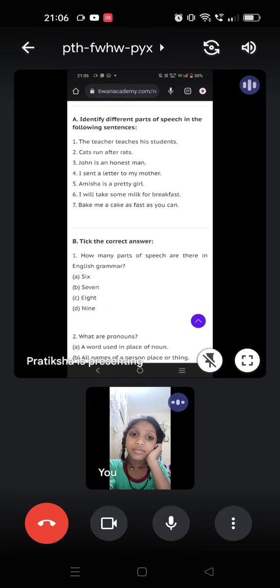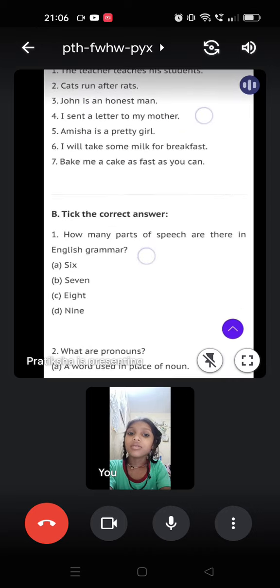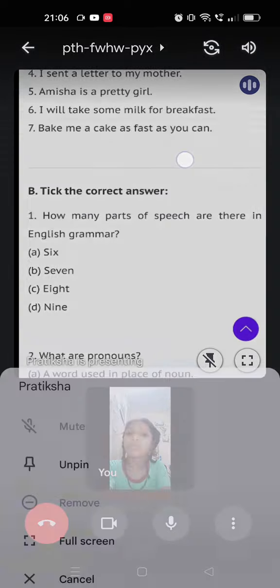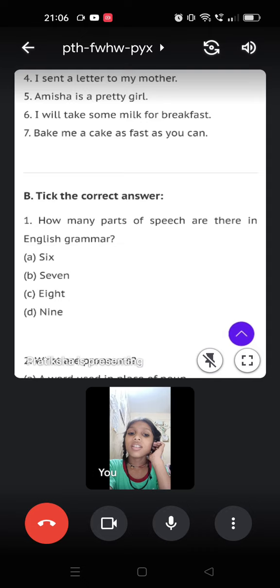In a sentence, you have to spot. If there is any noun and its quality is shown, then what will it be? Adjective. And if there is a verb in the sentence and it is showing the quality of the verb, then it is called an adverb. Got it? Yes, ma'am. Understood? Next sentence, read.